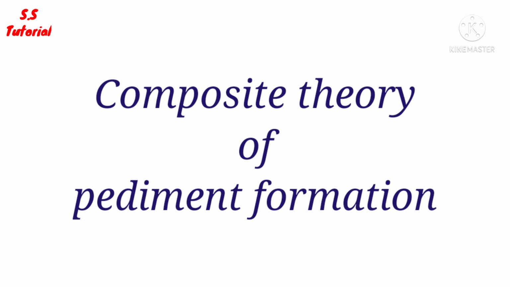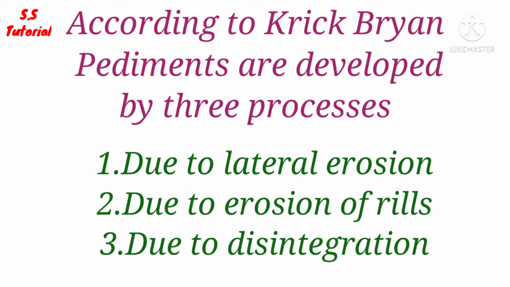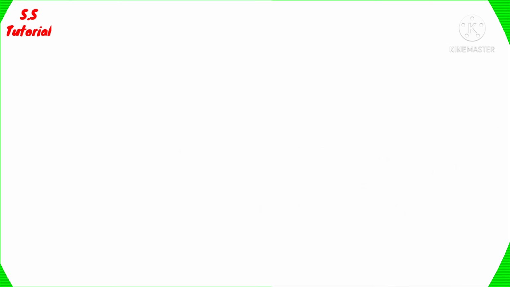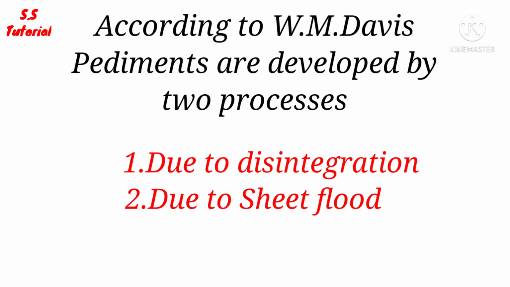Let's know the composite theory. Geomorphologists Crickmay and Bryan attribute that pediments are developed by three processes. They are: 1. Lateral erosion by running water coming from the mountain front. 2. Erosion by rills at foothill zones. And 3. Disintegration of the mountain front under the impact of mechanical weathering. Geomorphologist William Morris Davis postulated that at first, the mountain front is disintegrated by mechanical weathering, and then weathered materials are transported to the foothills by sheet floods. These two processes together cause gradual recession of the mountain front and a rock-cut pediment surface.